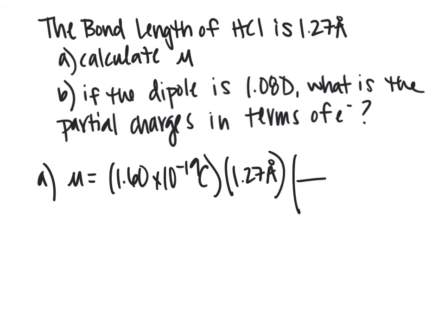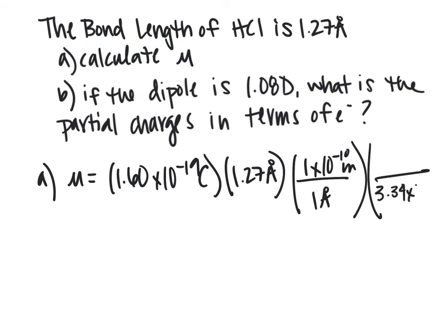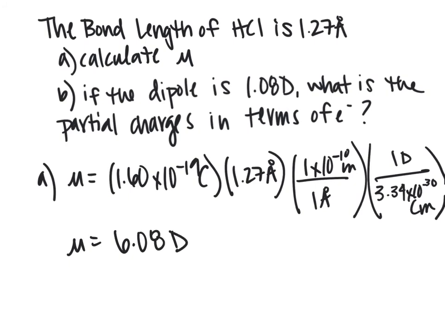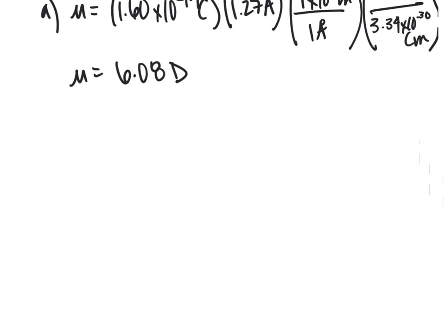Now we're going to do our conversions: 1 angstrom is 1 times 10 to the negative 10 meters, and there are 3.34 times 10 to the negative 30 coulomb meters in 1 debye. So mu is going to equal 6.08 debye. This tells us that we don't have an ionic bond where we have full charge separation. We know based on part B that the dipole is really just 1.08. So what is the partial charge in terms of electrons?